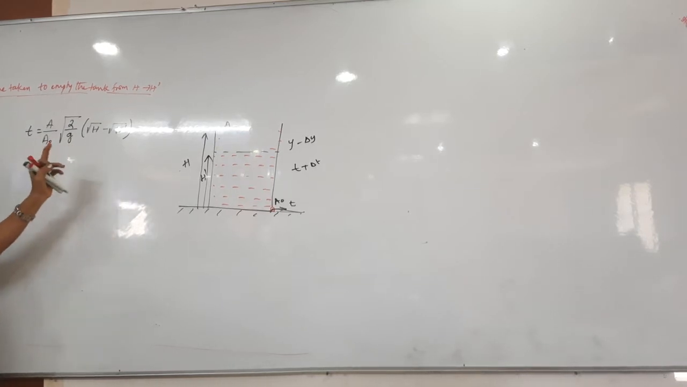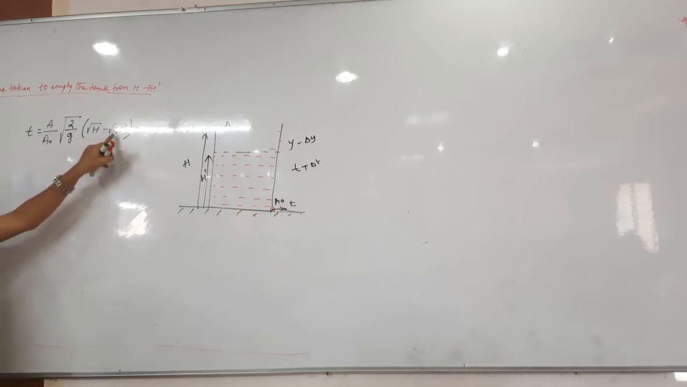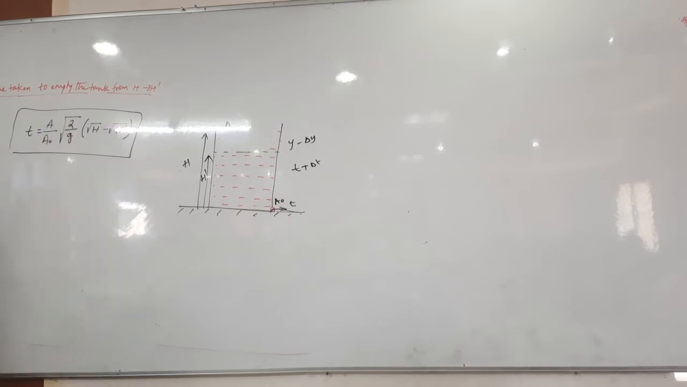In the same way here we have to get the ratio of the holes first of all. As compared to the area of the tank, the area of the hole is how much area is there? A naught. And then under root 2h by g is the general formula for us. Under root 2 by g into root h minus root h dash. That is the formula for the time taken to empty the tank from where to where? H to h dash.